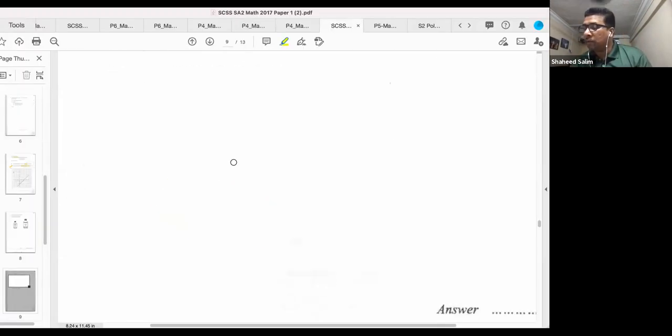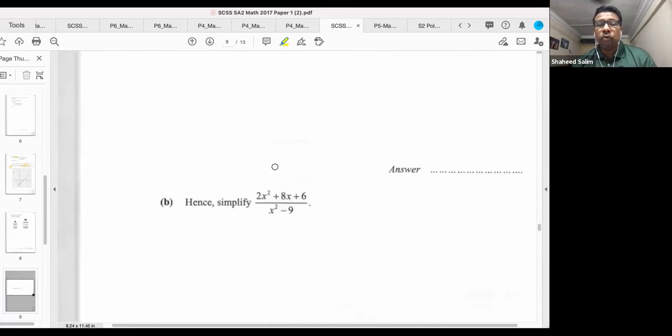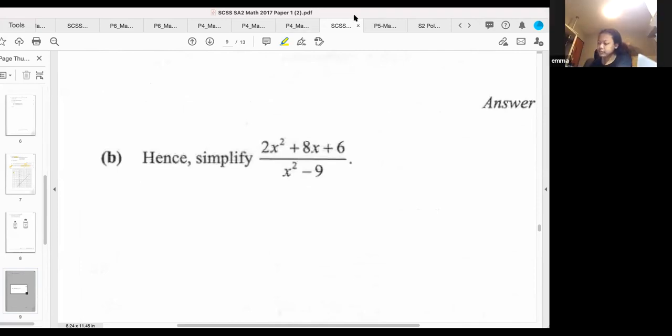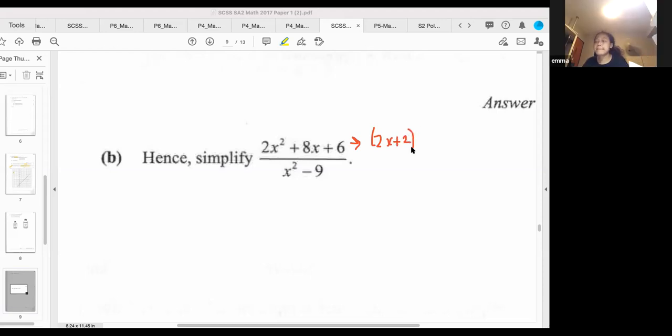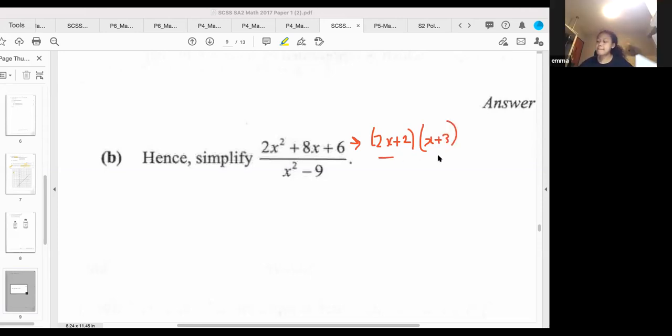What about the next one? Now you have to redo, lah, because you need to simplify this one, right? So this one again, I just ensure that you factorize this down like that, right? 2x plus 2, x plus 3, and then the bottom one you know how to factorize, right? And you need to factorize this one.